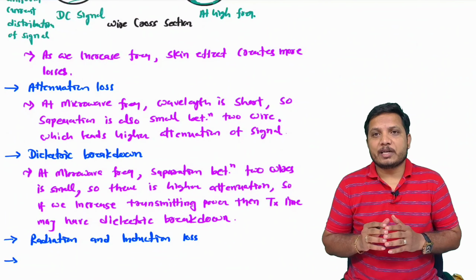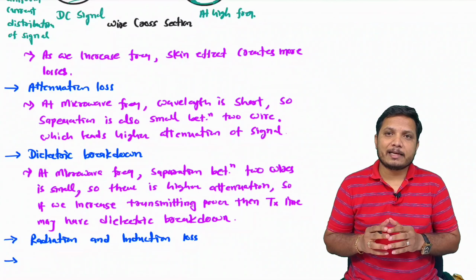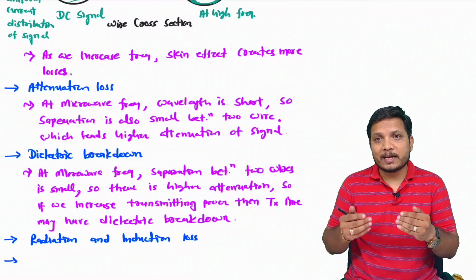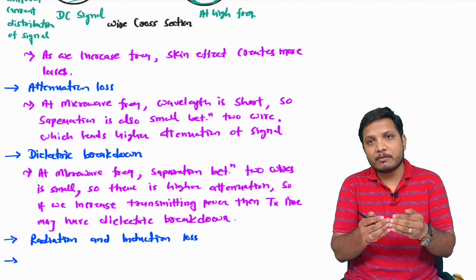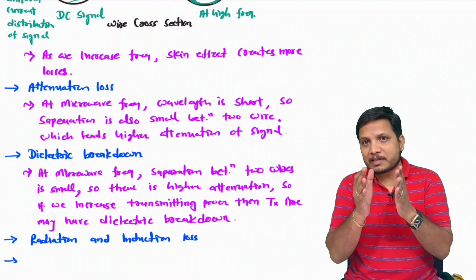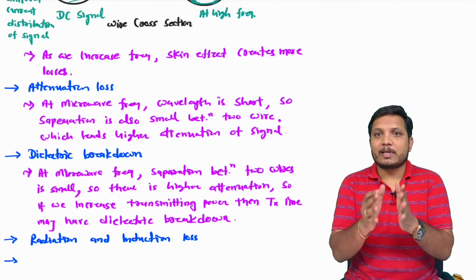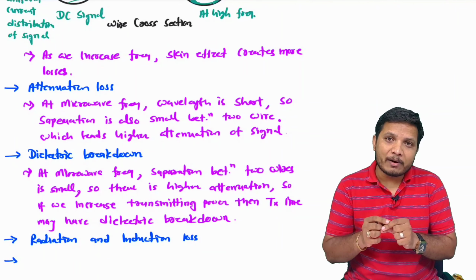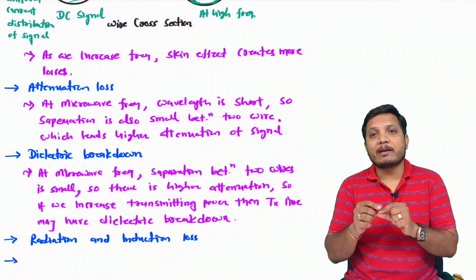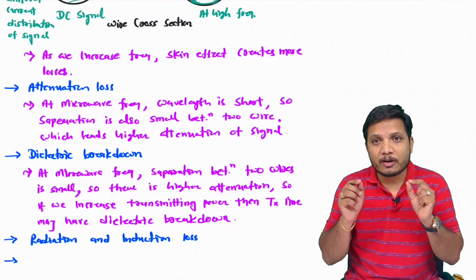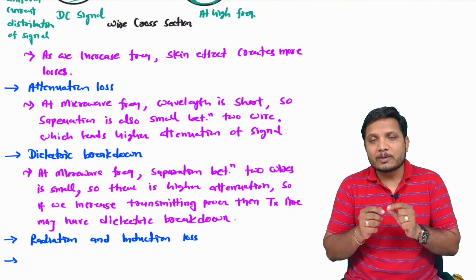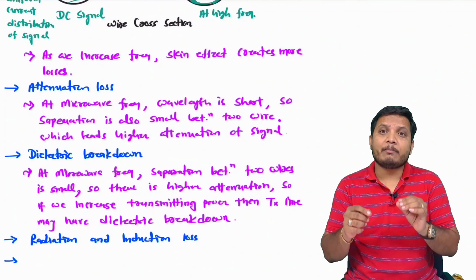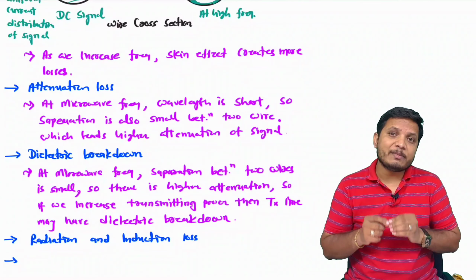Now one more limitation of transmission line is power handling capacity. As I said earlier, at microwave frequency wavelengths are short, so the separation between two wires is small, so there will be higher attenuation. For that we need to increase transmitting power. If we increase transmitting power, there will be a possibility of dielectric breakdown. So all those things limit the usage of power and the power handling capacity of the transmission line.